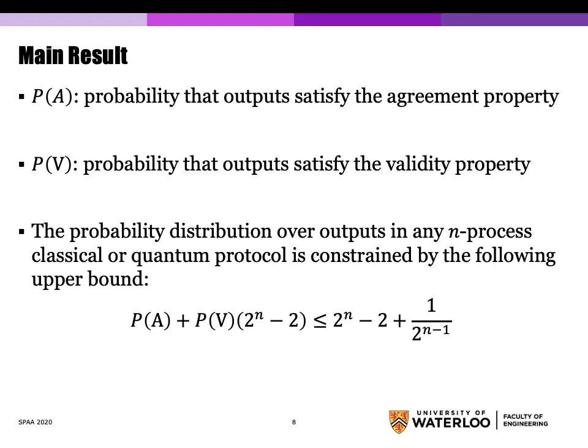Here I present our main result. The probability distribution over outputs in any n-process classical or quantum protocol is constrained by the following upper bound, where PA represents the probability that outputs satisfy the agreement property, and PV represents the probability that outputs satisfy the validity property. This upper bound captures the inherent trade-off between the probability of achieving agreement and the probability of achieving validity in the absence of communication.